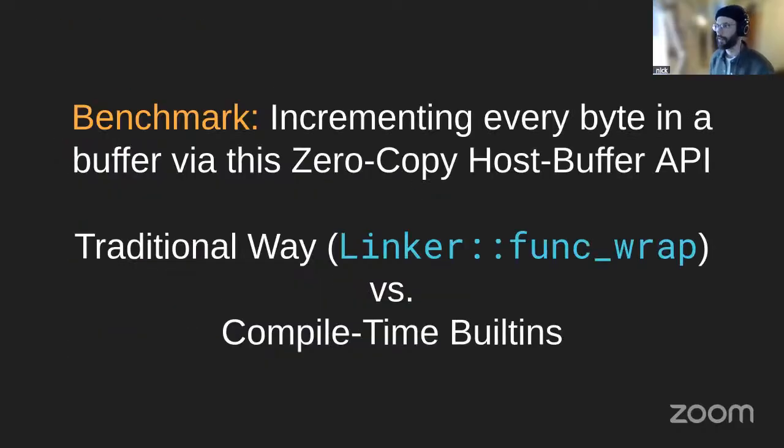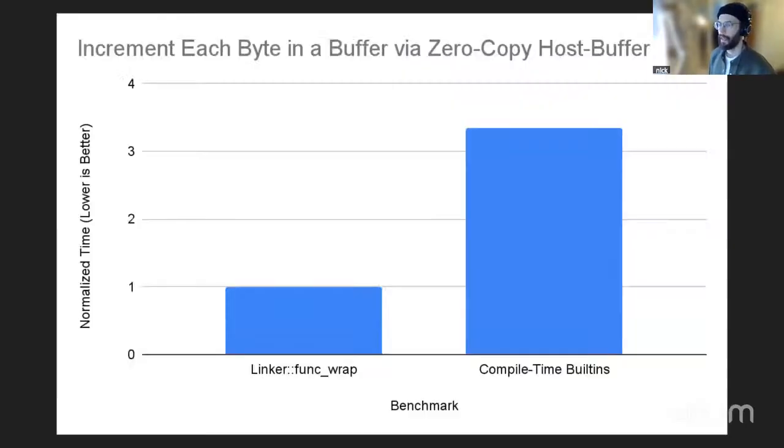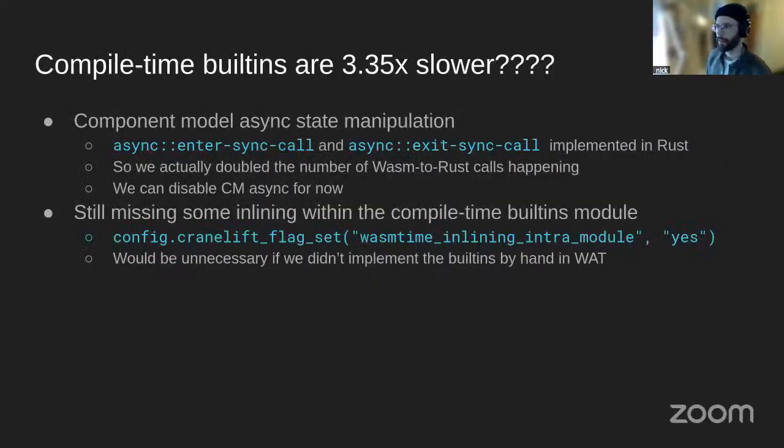So let's look at the benchmark results of incrementing every byte in a buffer via the zero copy host buffer API with compile time built-ins, or the traditional way with linker funcs. And it turns out that linker funcs are faster than compile time built-ins. Compile time built-ins are like 3-point-something times slower. What the hell is going on?